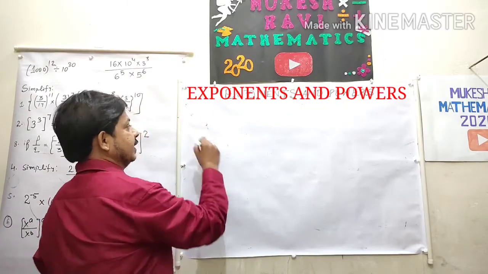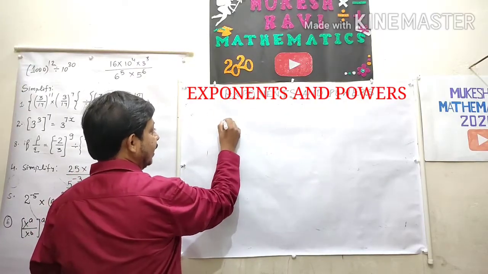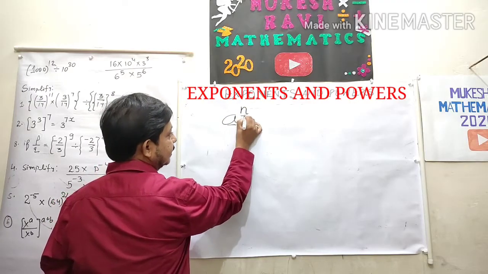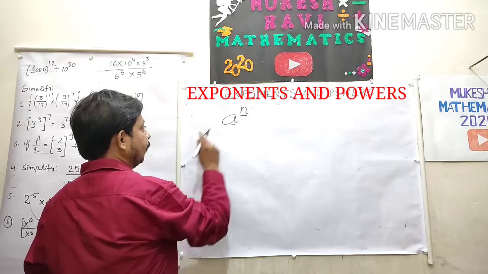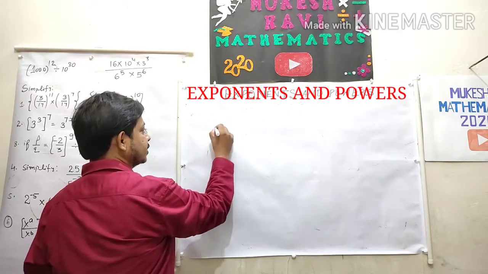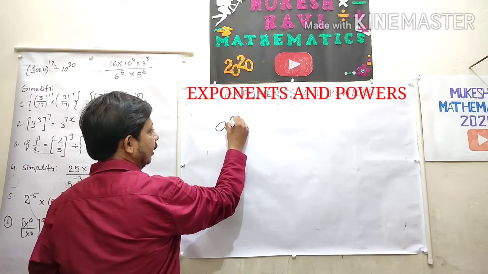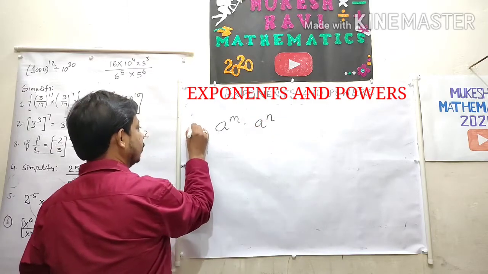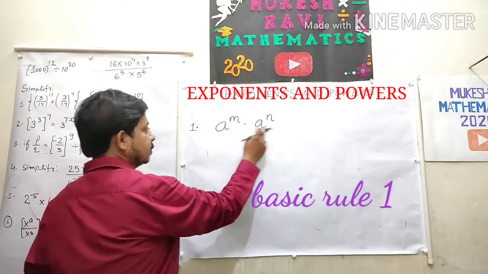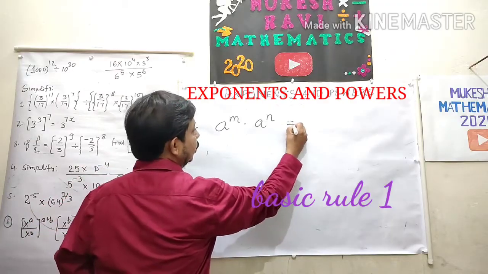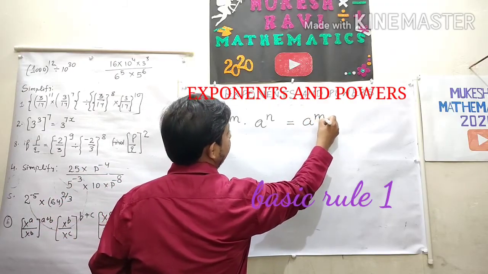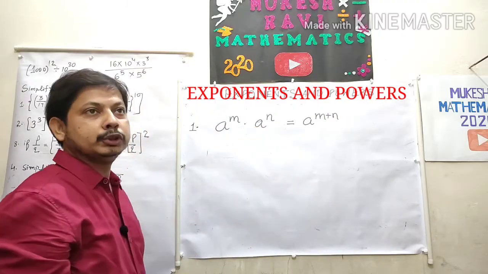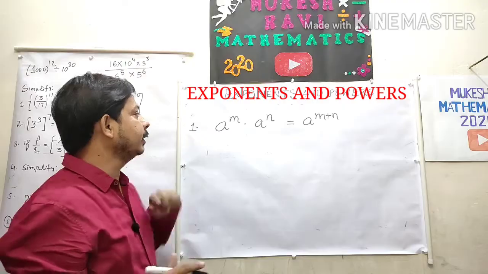If the base is the same, base means if I write a to the power n, a is the base, n is the power. So the formula for a term like this, a to the power m dot a to the power n. This is your first formula. Dot means multiply, is equal to a to the power m plus n. When the base is the same, powers should be added in multiplication.